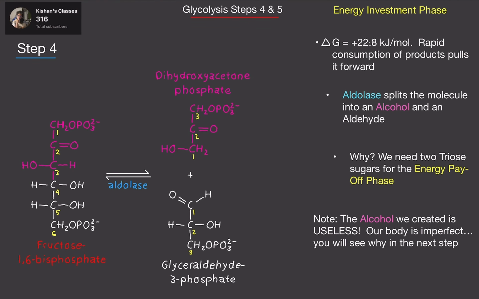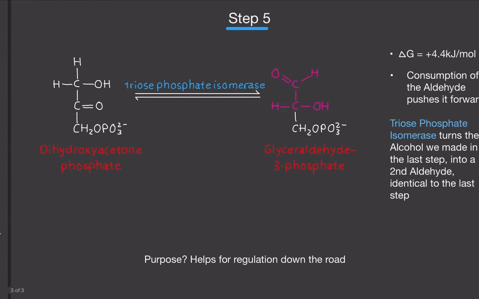Okay. Now, like I said before, the alcohol we just created is useless. Our goal is actually to create 2 aldehyde molecules, 2 glyceraldehyde 3-phosphate molecules. But our body's not perfect. We don't have an enzyme to actually do this. So our body compromises. It's like, okay, let's make an aldehyde and an alcohol, and then later, in the next step, take that alcohol and transform that into an aldehyde. So that's what we did.